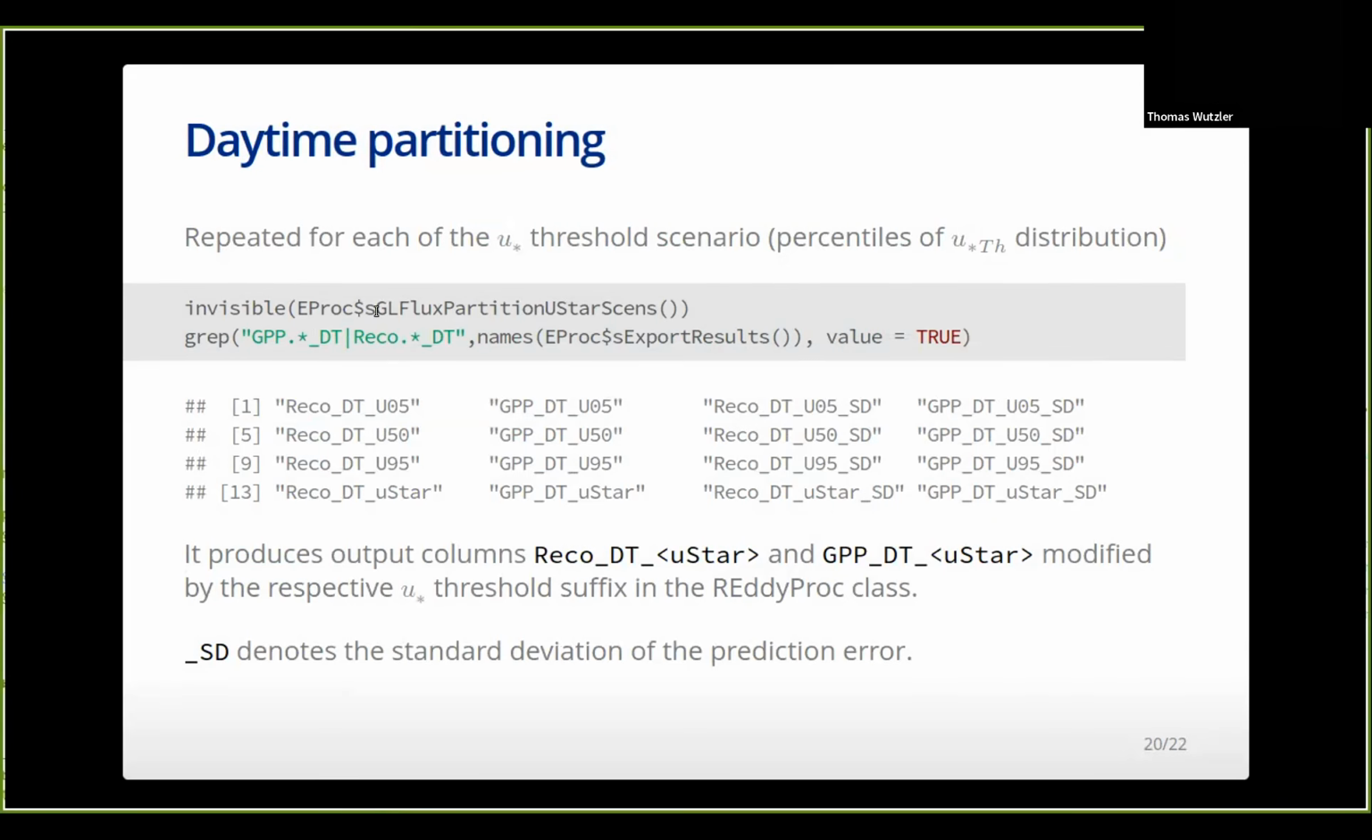The daytime partitioning is involved with GL for Gita Lasslop, because it was her paper which introduced this method. And similarly, there is a TK, Tim Kruijt, approach. And for the daytime partitioning, you also get uncertainty estimates. There is an error propagation of how much the estimated GPP varies with the uncertainty of the parameters.